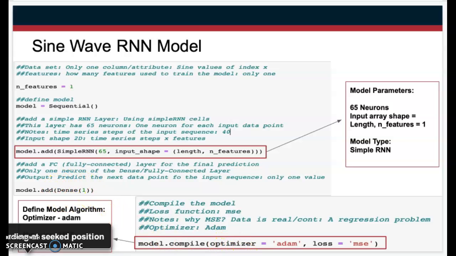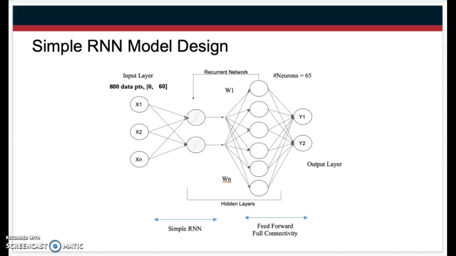The optimizer used was Adam, and the loss or cost function that we minimized was the mean squared error of the predicted values. Next, we're going to talk a little bit more about the design for the simple RNN model. Here you can see the parameters, where we have 8 data points split evenly between domains 0 to 60.